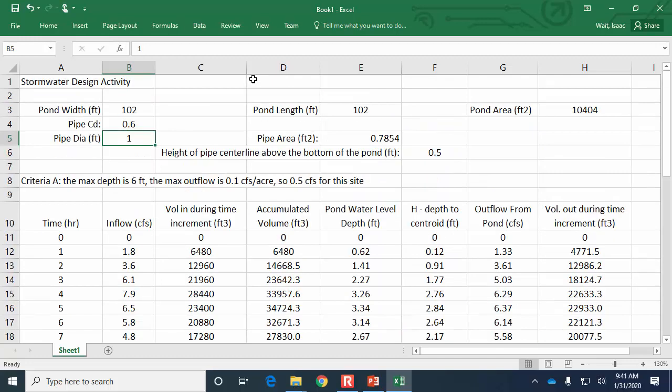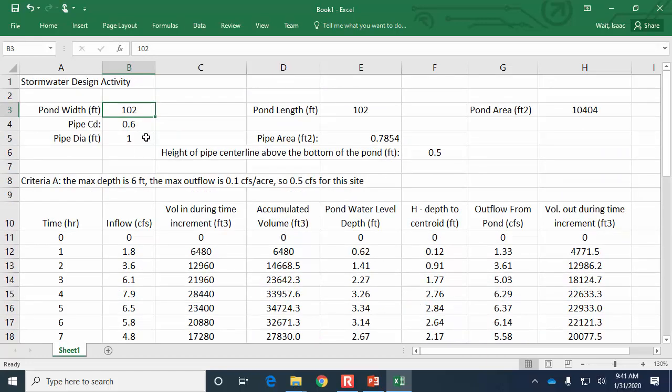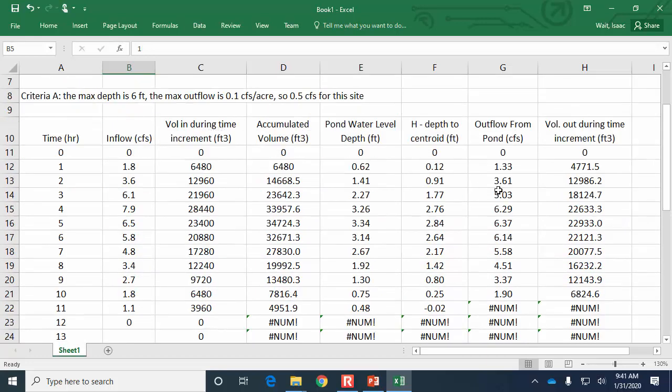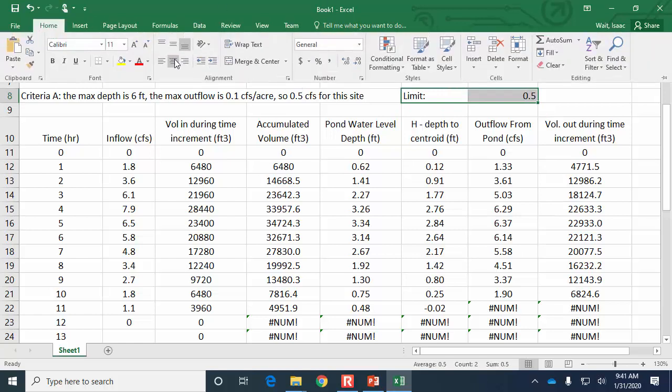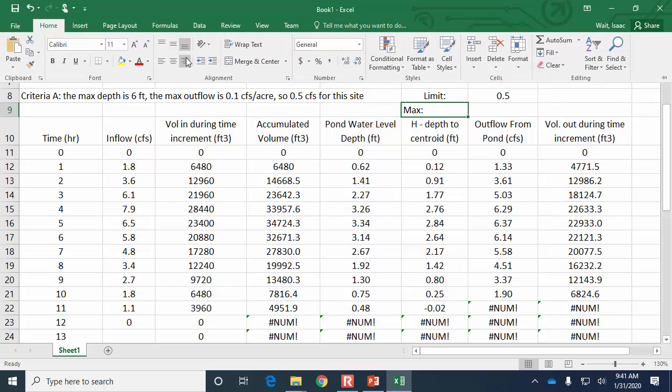So you want to make the width and length progressively larger and make the diameter progressively smaller until you've optimized so the maximum outflow is, let me write this here, that our limit for the outflow is 0.5 CFS. So that's kind of the target that we're looking for. And the thing that'll make it even easier for us to find it is if here we use the max formula. You've probably used it before.